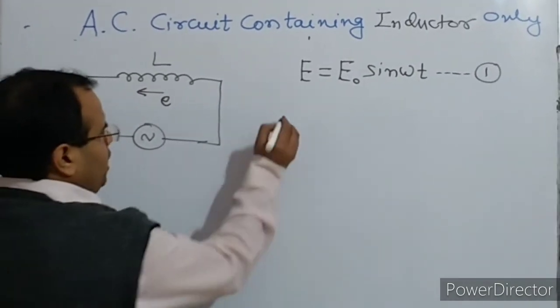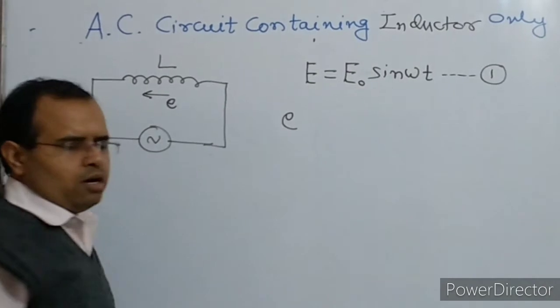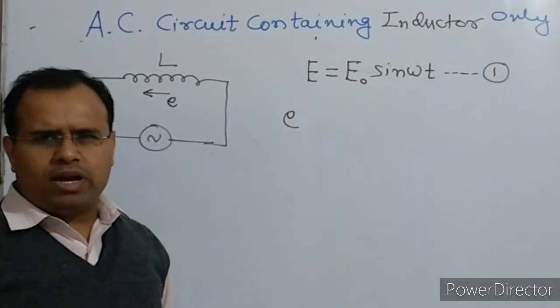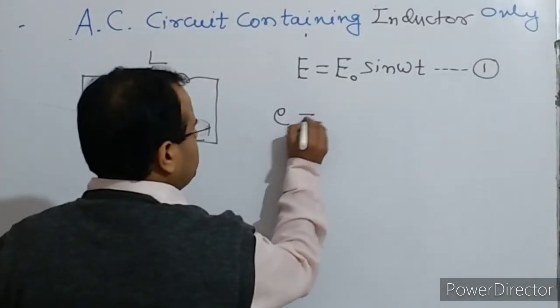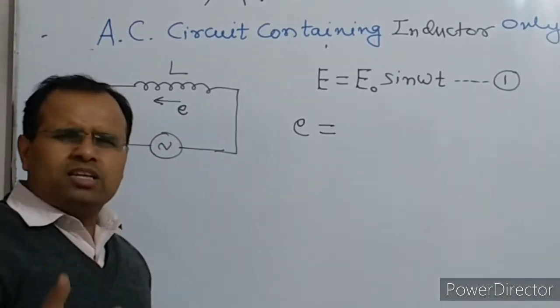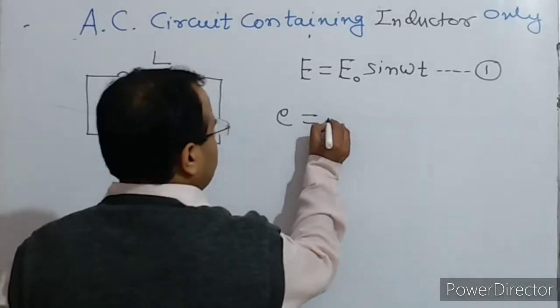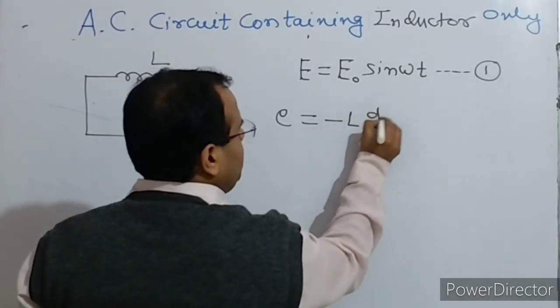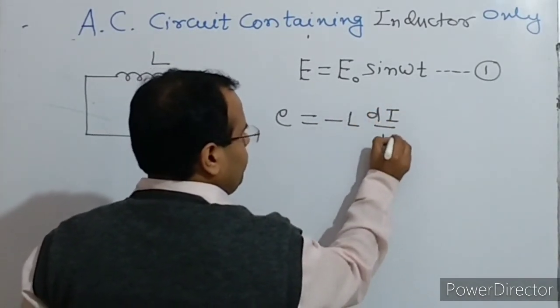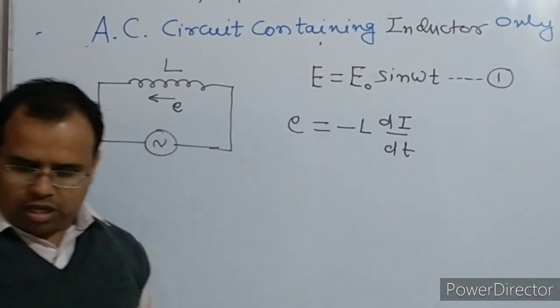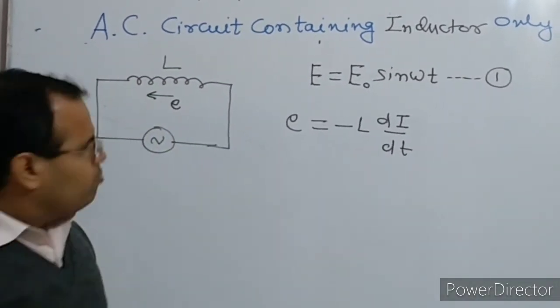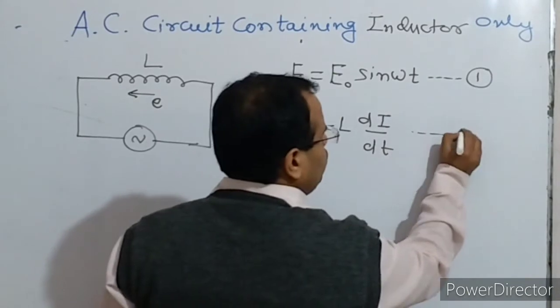We know, by the property of self-inductance, that the EMF which is generated is E equals minus L di by dt. This is the formula for the EMF which is generated. Now this is equation number 2.